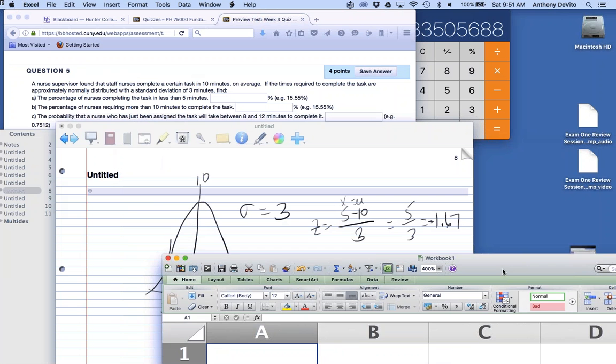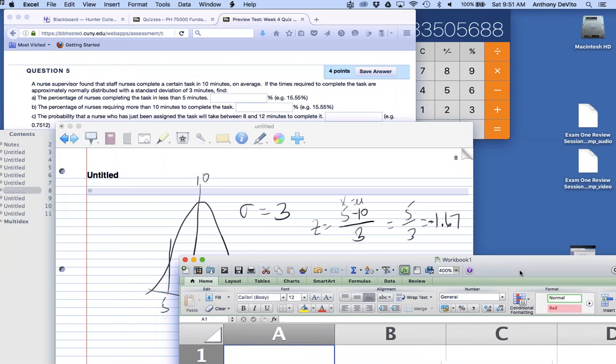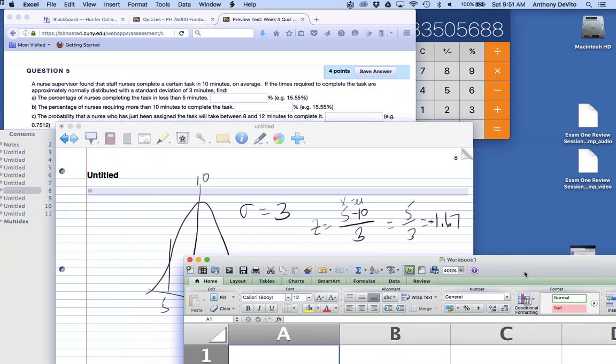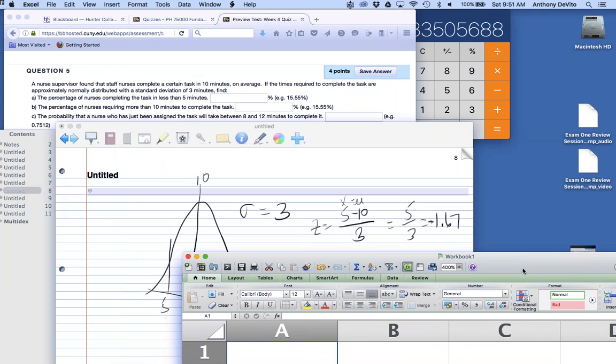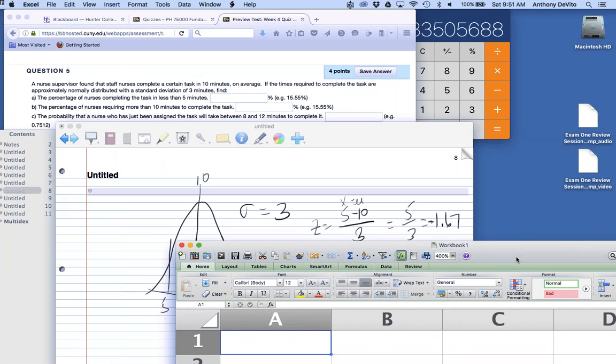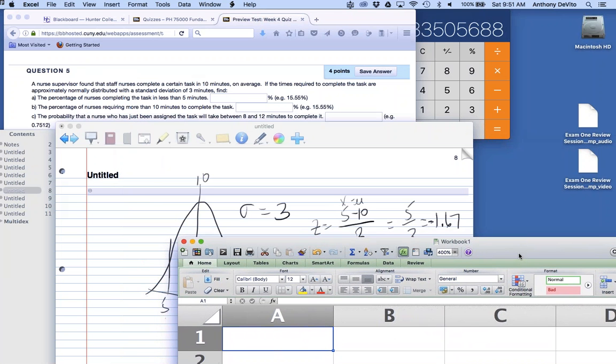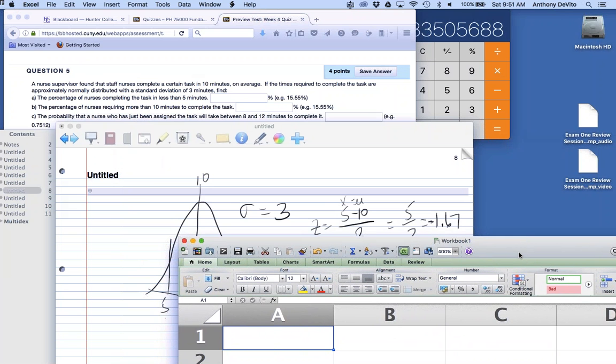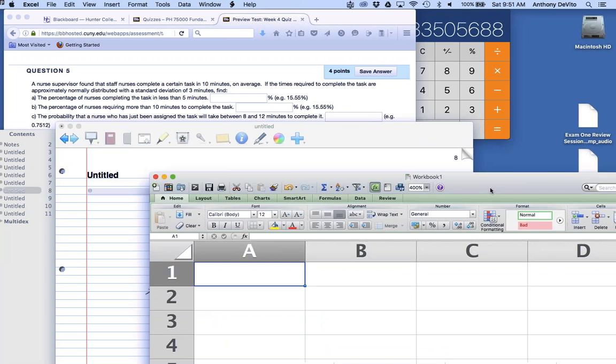So I'm interested in what that area is compared to the rest of this distribution. And I know that the point I'm going for is the area to the left. Let me go back and read that. Less than 5 minutes. I know I want the area to the left because I'm interested in the proportion of this distribution that's to the left of 5 minutes.